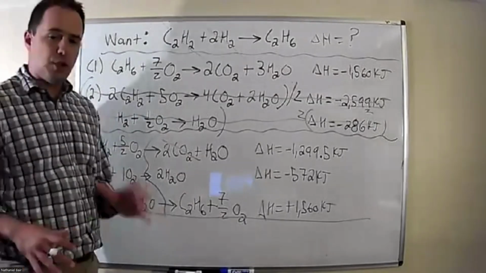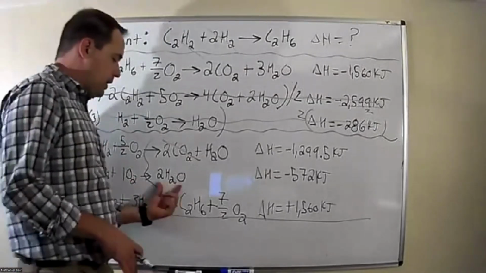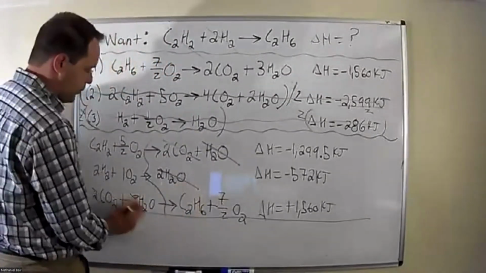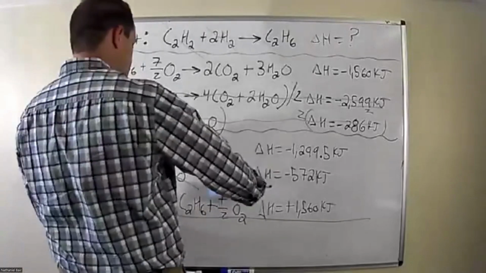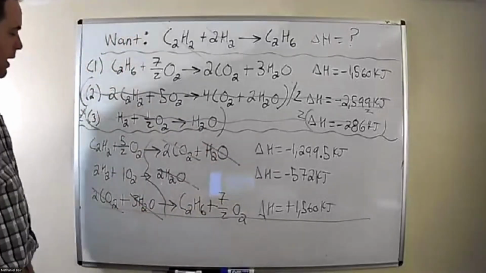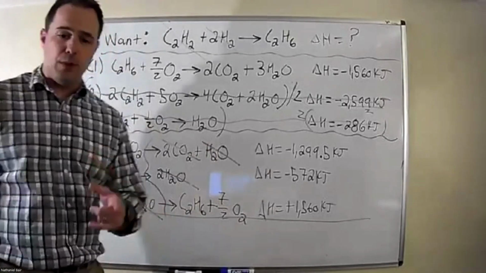Next would be the three H2Os. Take a look at this. I've got two H2Os here and an H2O there. That's three H2Os, and I've got three H2Os there. The three H2Os cancel out, right? 3 and 3. Now the O2s are a little tricky to see, but you can do this.